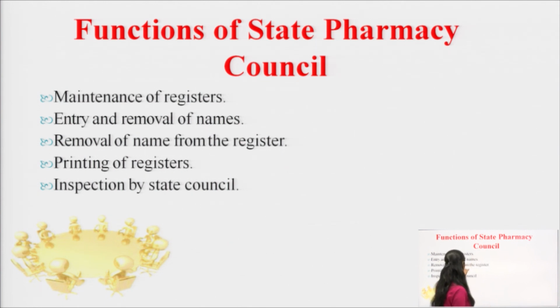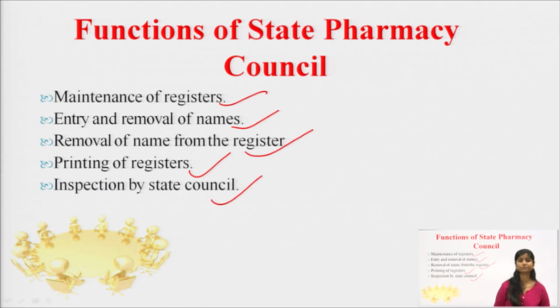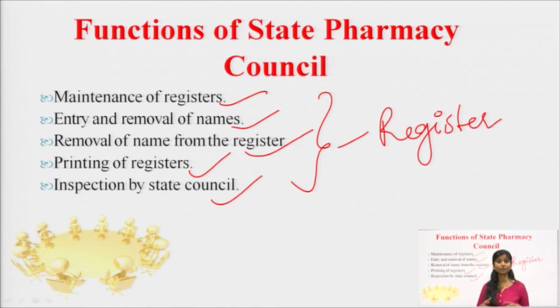Maintenance of registers. Then we have the entry and removal of name, removal of the name from the register, printing of the register and inspection by state council. तो अभी आपने ये 5 पॉइंट्स में देखा. तो मेजर हमारे जो ये 4 पॉइंट्स हैं that is regarding the register only. तो रजिस्टर को हमें कैसे मेंटेन करना है, उसमें नाम कैसे नोट करना है, कैसे आगे प्रोसेस करना है, ये सारी चीज़ें हमारे स्टेट काउंसिल का मेजर पोर्शन होता है.